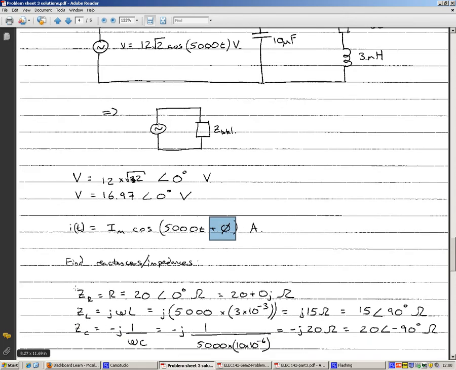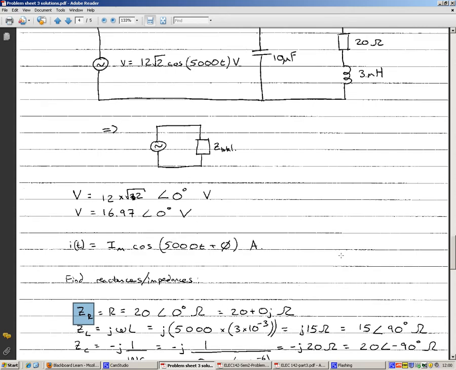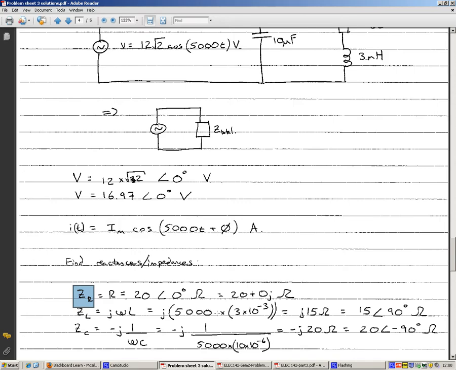So for our resistor, Z of R is equal to R, which is equal to 20 at an angle of 0 degrees, in ohms. That's the polar form. We just know that it's 20 ohms and there's no phase shift because it's a resistor. And we can write this in rectangular form as 20 plus 0j ohms because it's all along the real axis. There's no imaginary component to this.